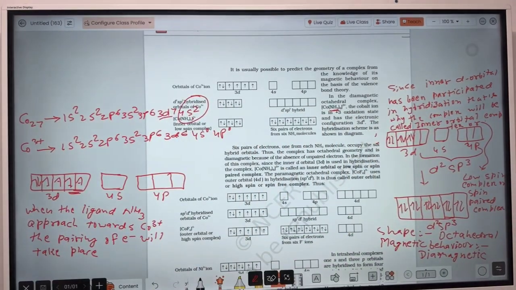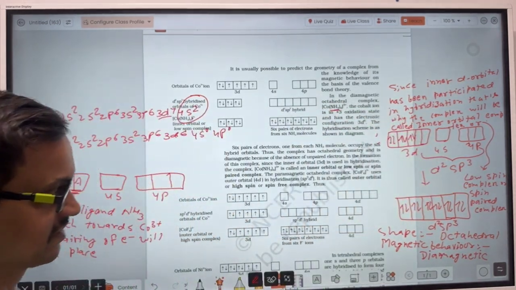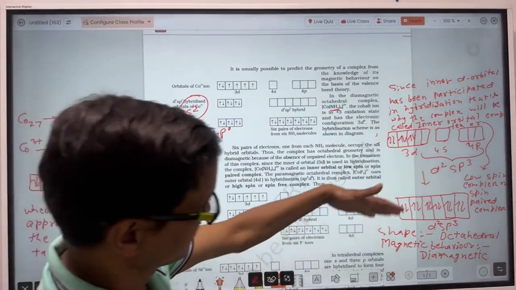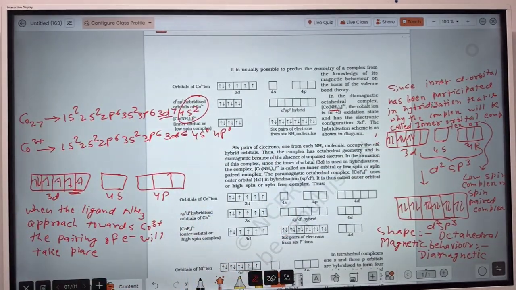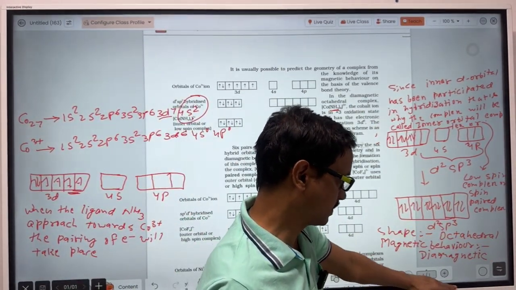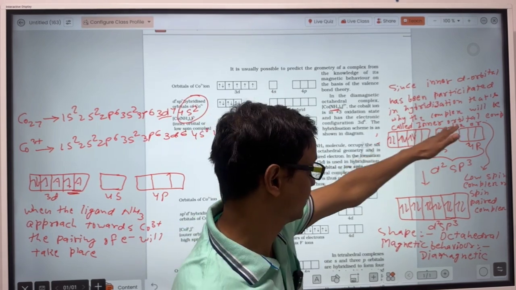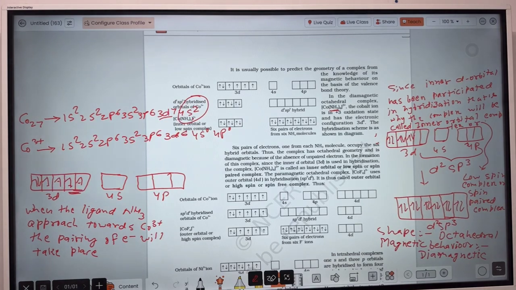Okay, clear here? Why is it called inner orbital complex or low spin complex or spin paired complex? Because pairing of electrons has taken place. That's why spin paired complex. Low spin complex because here spin is less, and inner orbital complex since the inner d orbital has participated in hybridization. That was bonding in Co(NH3)6. The shape will be octahedral, and it will be diamagnetic. The complex will be called inner orbital complex or low spin complex or spin paired complex.